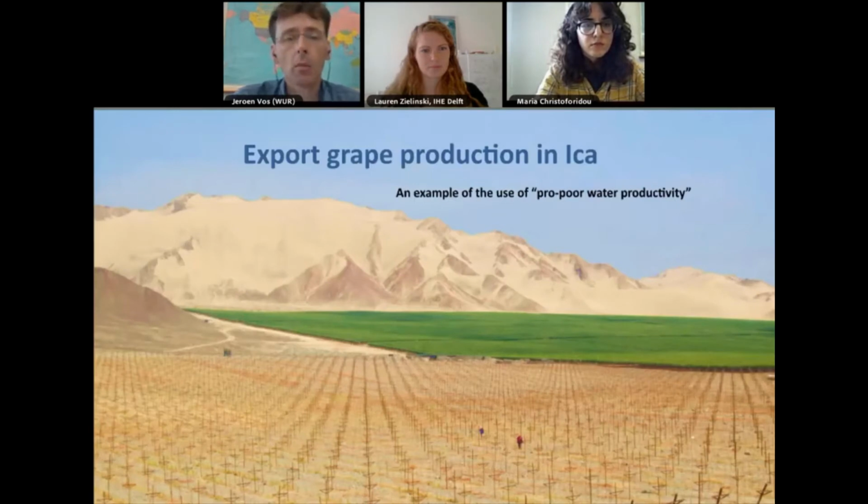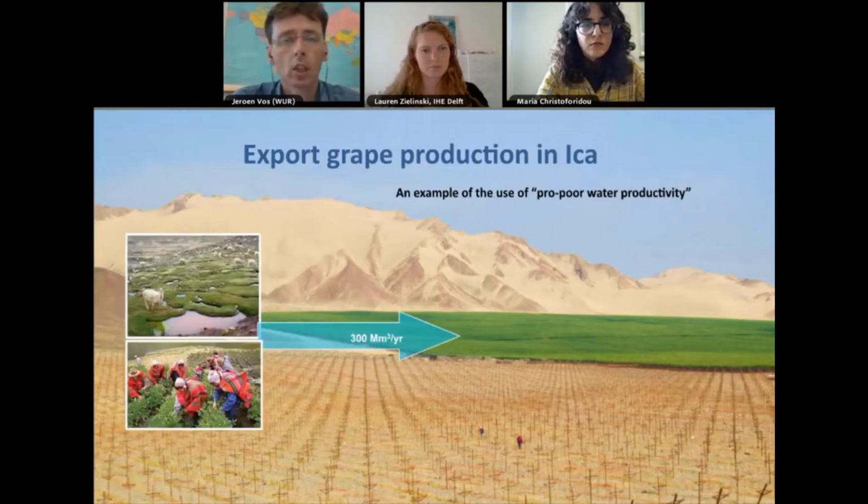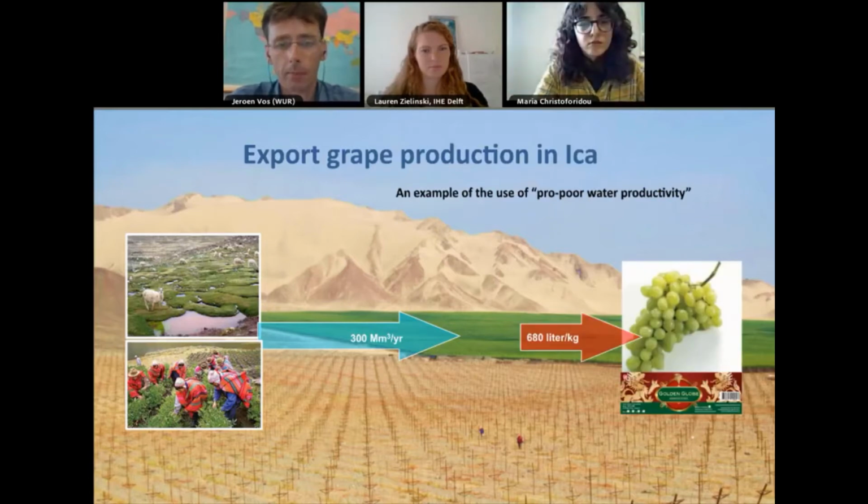So let's go back to the example of the video, but let's dive a little bit deeper. So we have this water flowing in the high Andean mountains. Actually, it's diverted because otherwise it would flow to the Amazon basin. It's diverted to go to the Pacific and then be used in the coastal area. The water footprint of a kilogram of grapes, table grapes, is about 680 liters of water.